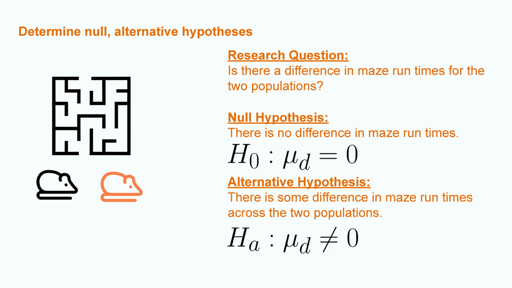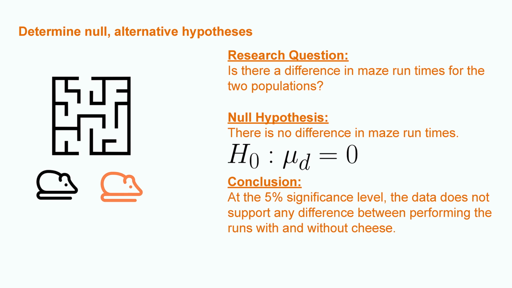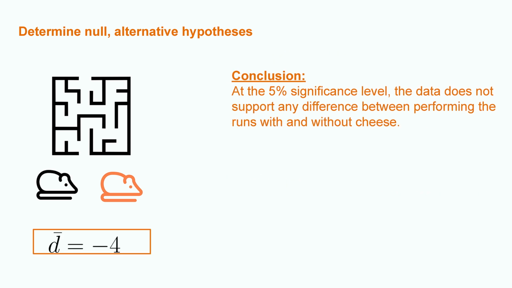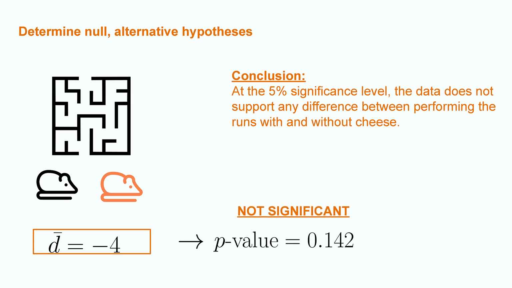In terms of our original framing, this means that we have to eliminate the statistical claim of the alternative hypothesis and stick with the null. This leads to the conclusion that at the significance level of 5%, the data does not support any difference between performing the runs with and without cheese. This may be confusing because we did report a difference of 4 seconds during the trials. Still, the hypothesis test, with its p-value of 0.142, suggests that this could have happened by sheer chance 14.2% of the time, so the difference is not statistically significant at our threshold.